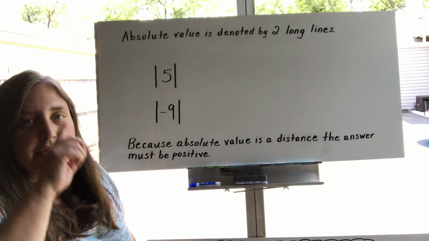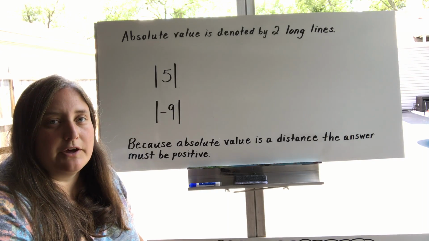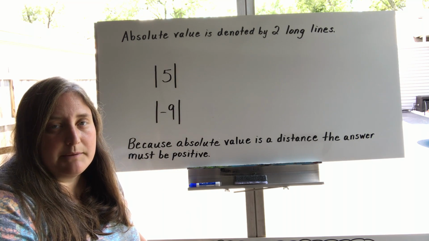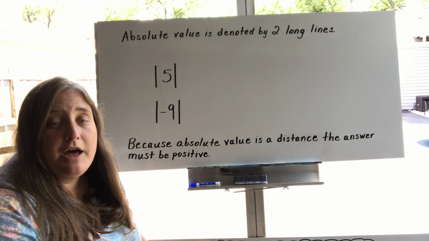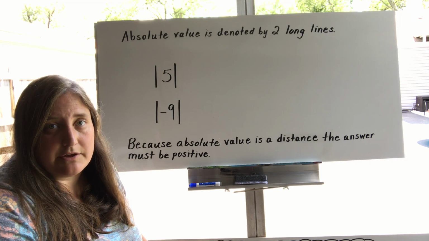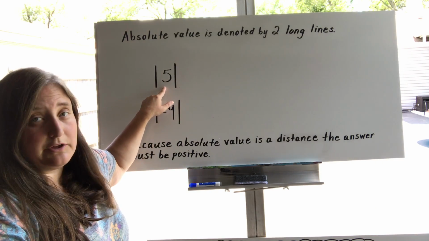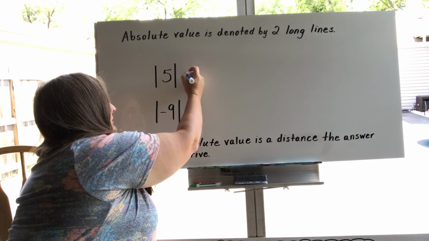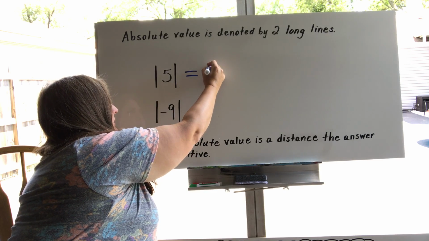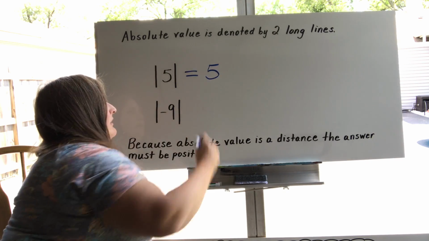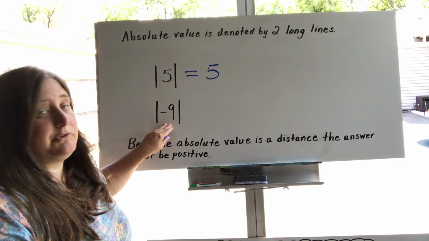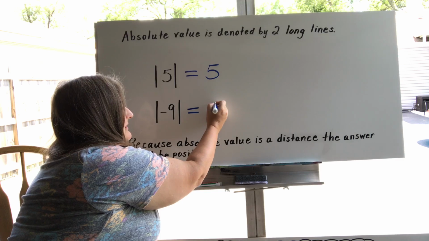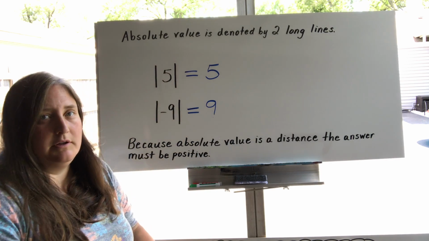All right, so a couple important things about absolute value. Absolute value is denoted by these two long lines surrounding a number. So anytime you see those two long lines around a number, they're asking you for that number's absolute value. So 5's absolute value, or distance from 0, is actually 5. -9's absolute value, or distance from 0, is 9 because it's 9 spaces from 0.